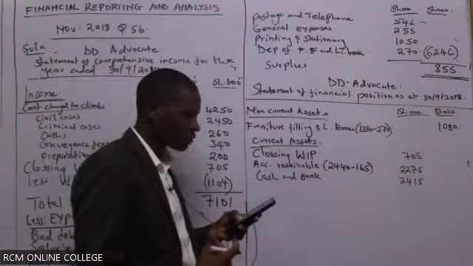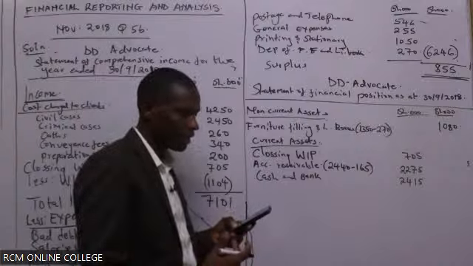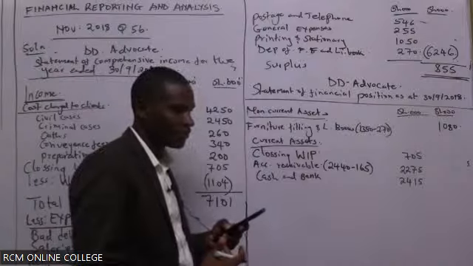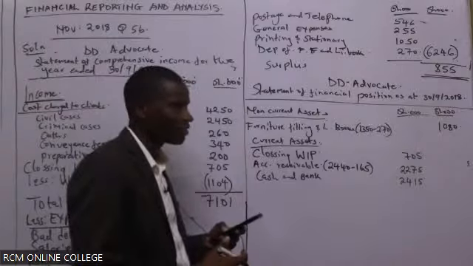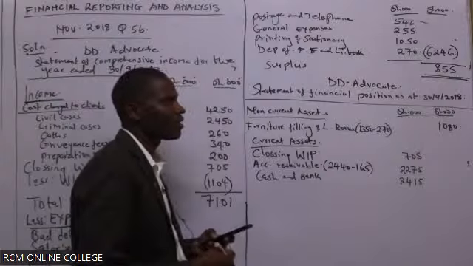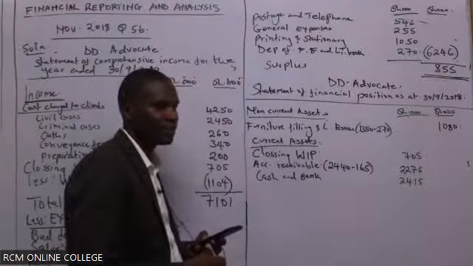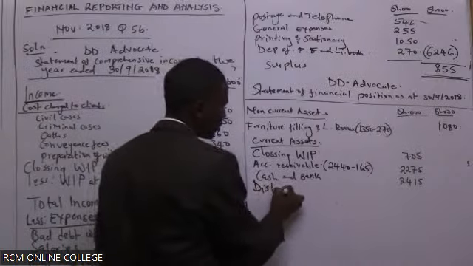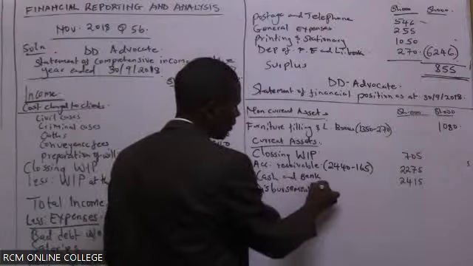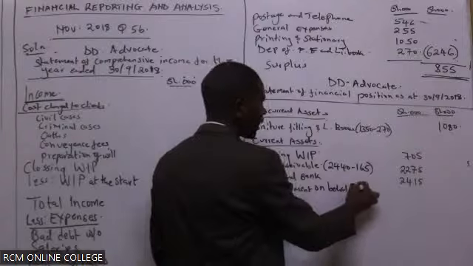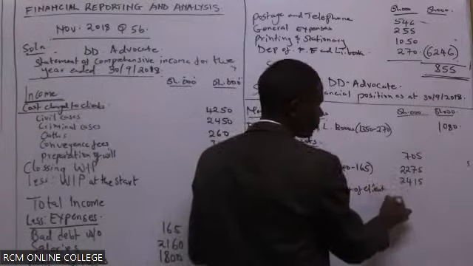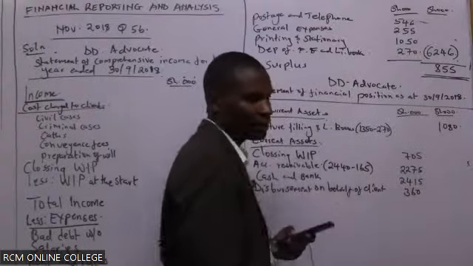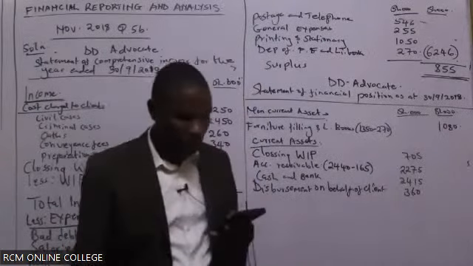Now we have client account. Money held on behalf of client. Money held, a disbursement on behalf of client. That means that is an asset. And then money held on behalf of, that is a liability. So disbursement on behalf of client, hiyo ni ngapi? Napewa 360. Any other item that will fall under this?